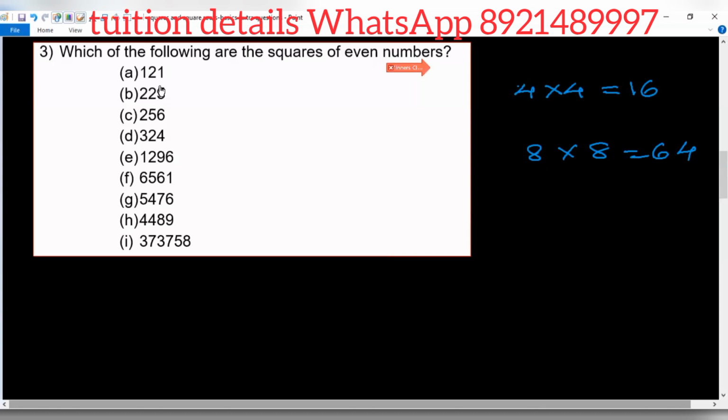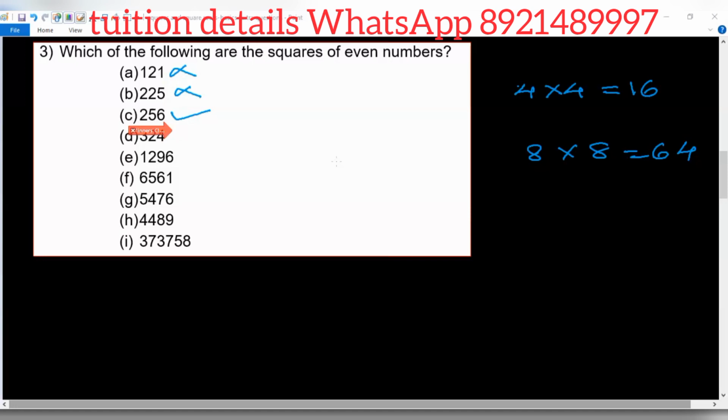This is odd. 121 is an odd number. It cannot be the square of an even number. So this is not a square of an even number. Next one, 225. This is also an odd number, so it cannot be the square of an even number. Next one, 256. This is an even number, so it can be the square of an even number.